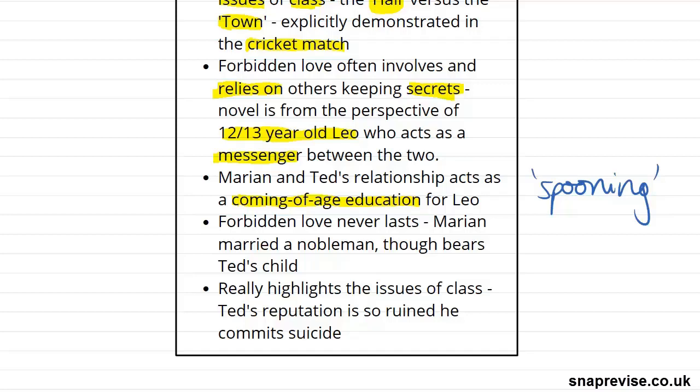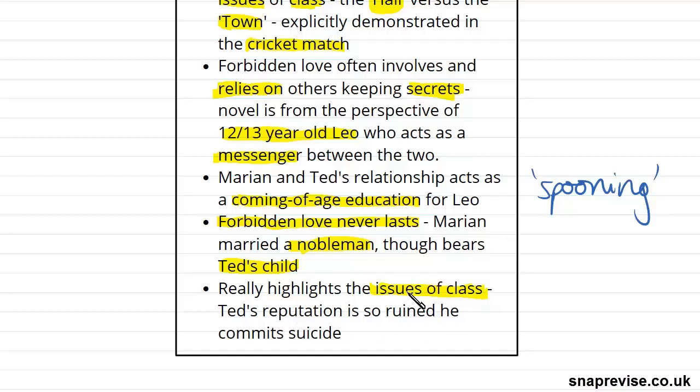Again, with these characters, like we saw in our Burns poem, we see the idea that forbidden love never lasts. Marianne, in fact, marries a nobleman, though she does have Ted's child. And it really highlights the issues of class to do with forbidden love, and that's most often the case in novels around this time, where forbidden love is often to do with class and the reputation of your family rather than the two people themselves, or one of them is married.